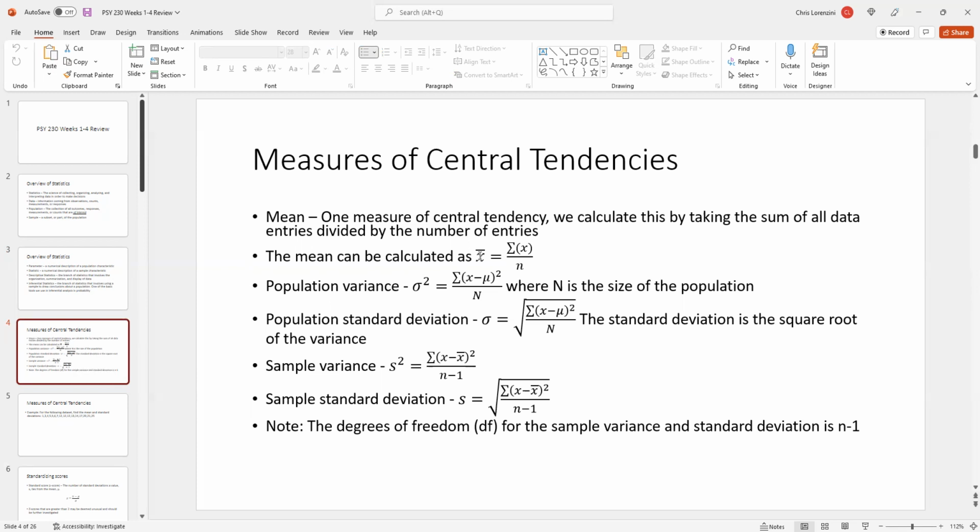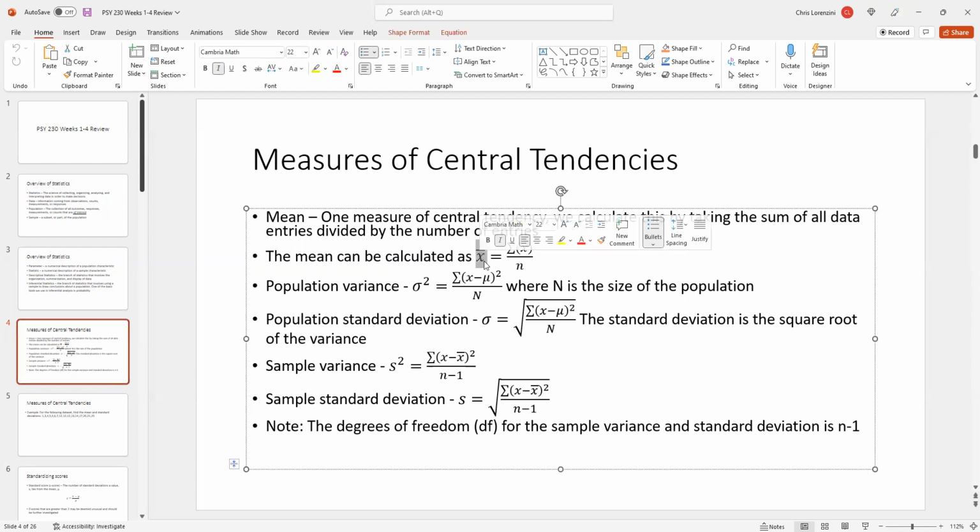So the mean is calculated as X bar, or your book might actually use capital M to represent the mean, is the sum of the X values over N, where N is my sample size or population size. So sum of the X means add up all the values divided by the total number of values.